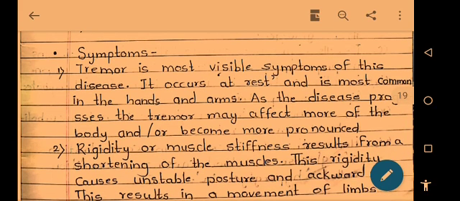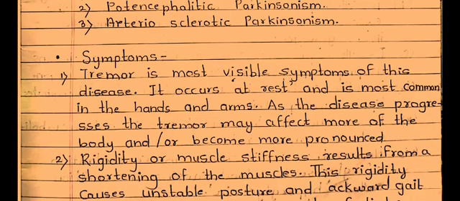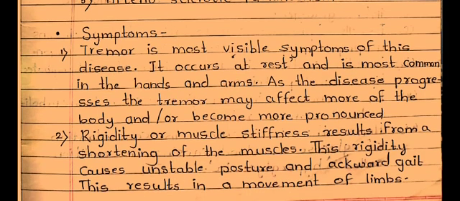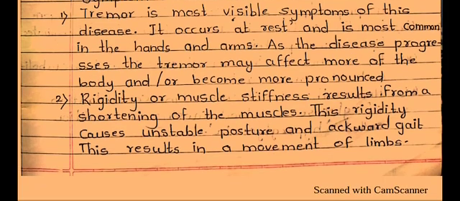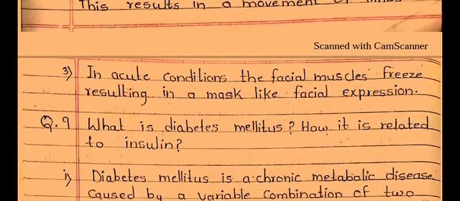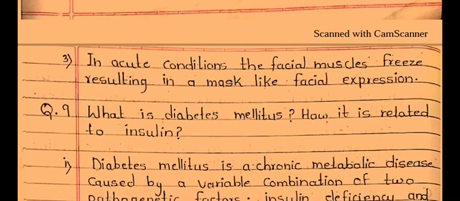Symptoms: tremor is the most visible symptom of this disease. It occurs at the wrist and is most common in the hands and arms. As the disease progresses, the tremor may affect more of the body and become more pronounced. Rigidity or muscle stiffness results from a shortening of muscles. This rigidity causes unstable posture and awkward gait. This results in a jerky movement of the limbs. In acute conditions, the facial muscles freeze, resulting in a mask-like facial expression.